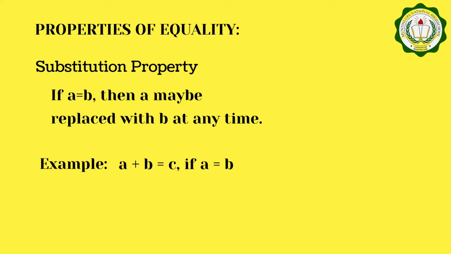For example, A plus B equals C. If A is equal to B, then we can substitute A for B. So we will have now A plus A instead of A plus B, because we have substituted A for B. That is equal to C. A plus A is equal to 2A. That is equal to C. We have now 2A equals C.